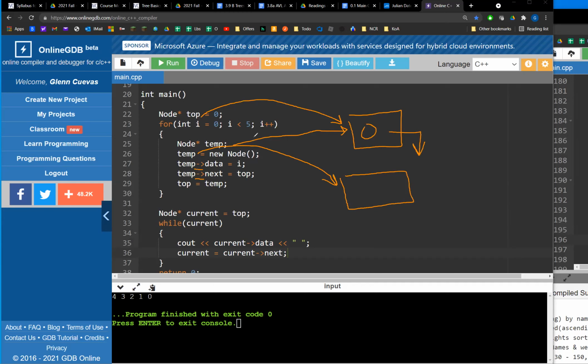So now temp no longer points to the old box, it points to the new box. So we dereference temp, set the data to 1, set the next to equal the existing top, right? So we go see top, its memory address is this 0 box. We go ahead and point to the 0 box. Yes, top and temp are the same for a point in time. Then we replace temp with a new box.